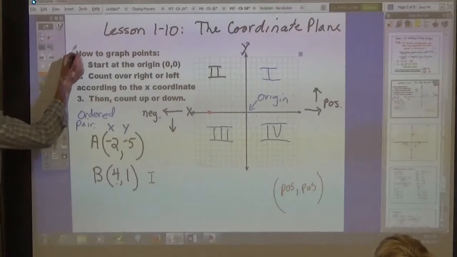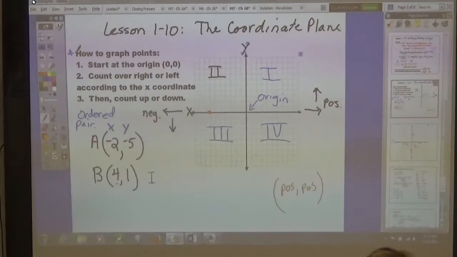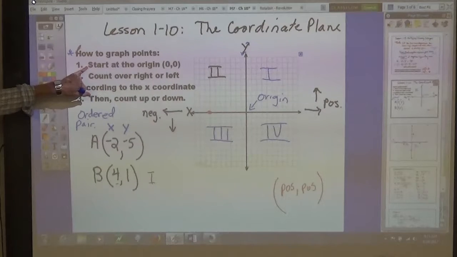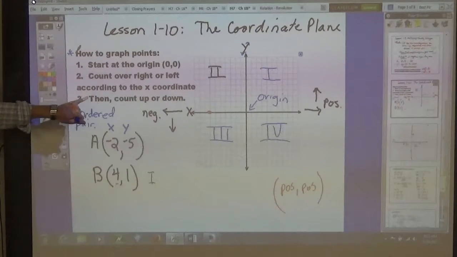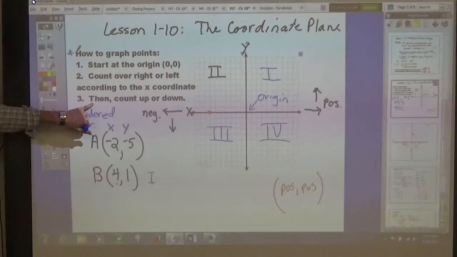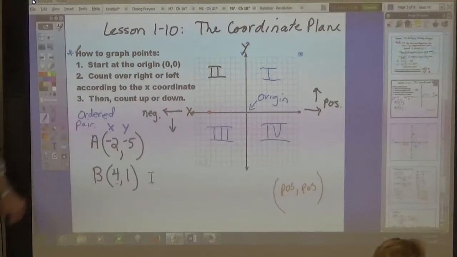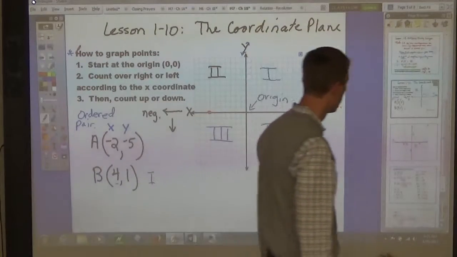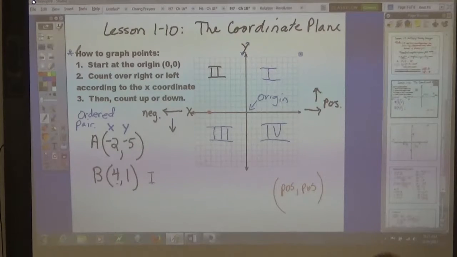And then you should write this procedure, how to graph points. Start at 0, count over to the right or left according to the x-coordinate, then count up or down according to the y-coordinate. And that's all you need to write down for your procedures, or for your notes, okay? Any questions on that coordinate plane or the notes you need to write down?